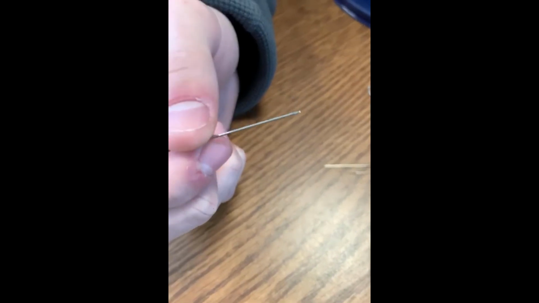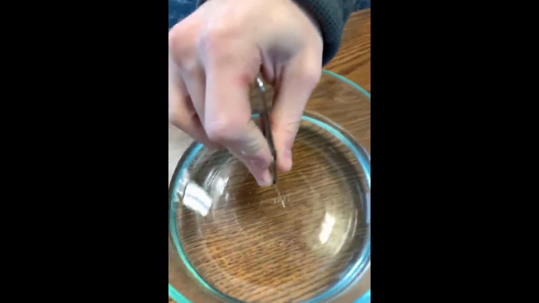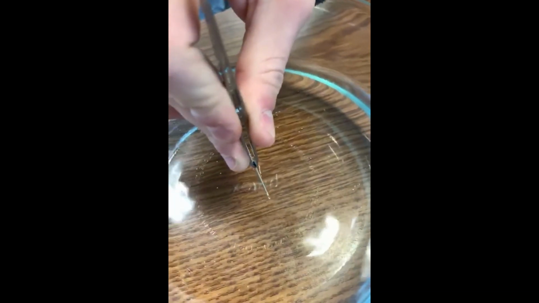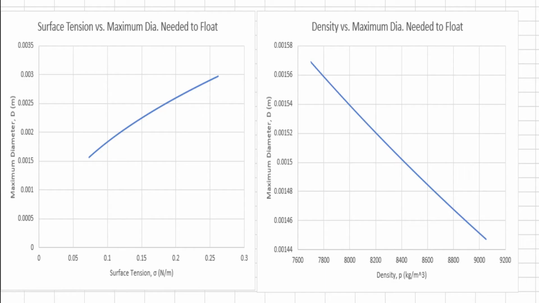Here's the steel needle we'll be using today. It has a diameter less than 1.6 millimeters, so it should float in this bowl of water over here. So as you can see, the surface tension of the water is holding up the needle. You can see the water kind of forming a little basket.